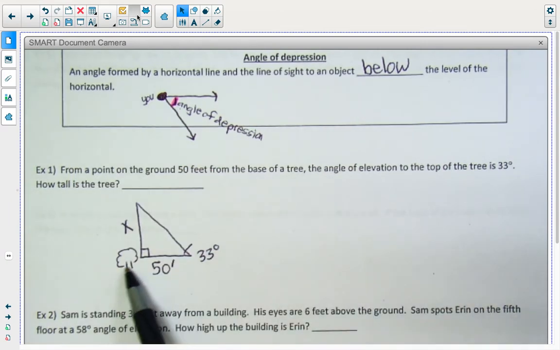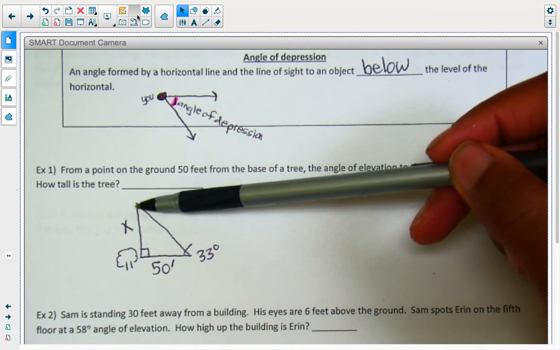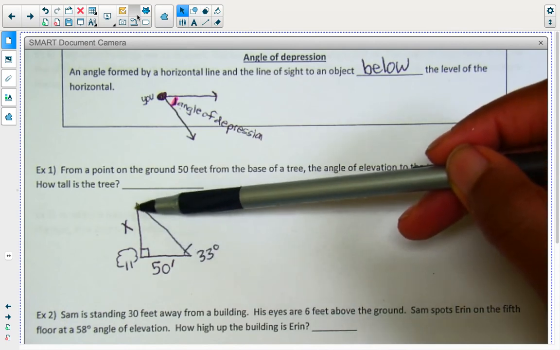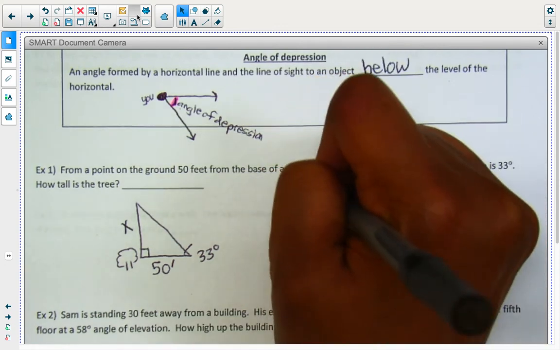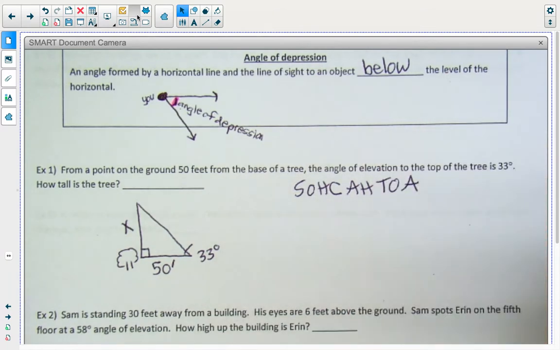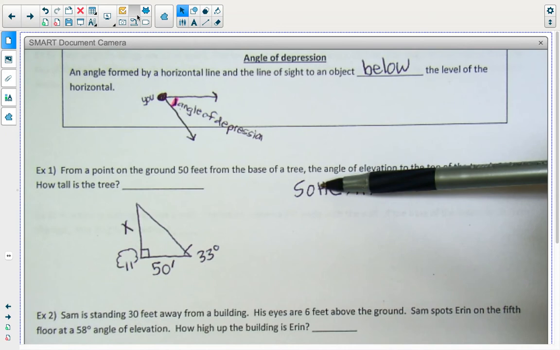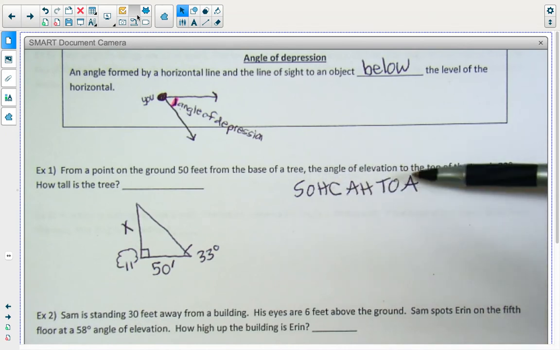Now, this is my drawing of the tree, but the tree is actually going to reach all the way up here. So we're trying to figure out what is the height of the tree. We're down here on the ground and we're looking way up here trying to figure out how tall the tree is. If you need to, write this down again so that we'll know what we have and what we're looking for. Sine is opposite over hypotenuse. Cosine is adjacent over hypotenuse. Tangent is opposite over adjacent.